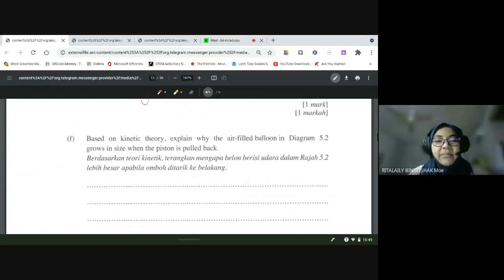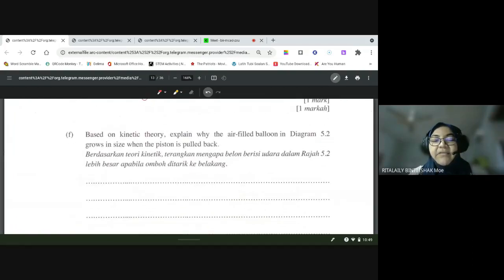Based on kinetic theory, explain why the air-filled balloon in 5.2 grows in size when the piston is pulled back. Bila ditarik, kenapa balun itu membesar? Kan bila ditarik, balun itu membesar. Kenapa? So awak kena cerita, bila piston ditarik, apa jadi kepada air molecule dalam syringe?